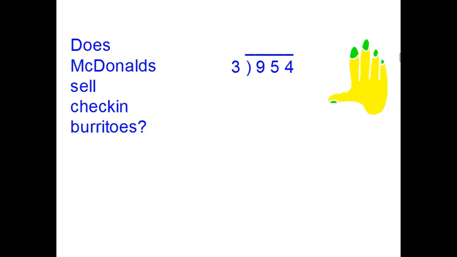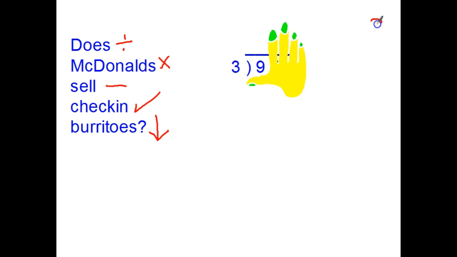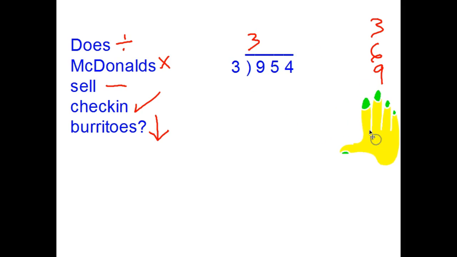Let's try another one. Does McDonald's sell chicken burritos? Divide, multiply, subtract, check, bring it down. This time we're dividing by 3, so you need to know your 3's. Bring the hand over and cover up everything except the first digit. How many 3's in 9? 3, 6, 9. Oh, it's exactly 3 of them. This one's going to come out nice. 3 times 3 is 9.